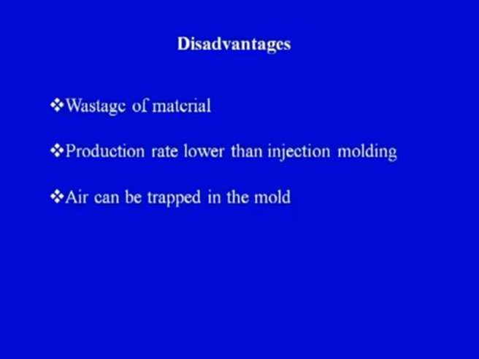But in case of transfer molding, the production rates are comparatively lower as compared to the injection molding process, as well as the air can be trapped in the mold. That is another disadvantage. Although it is a closed mold, when we are transferring the plastic through the sprue into the mold cavity, at certain times there may be some air aspiration that may form bubbles inside the final product, which can be one of the disadvantages of the transfer molding process. So air can be trapped inside the mold, and that has to be avoided.